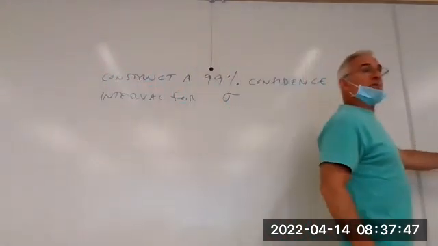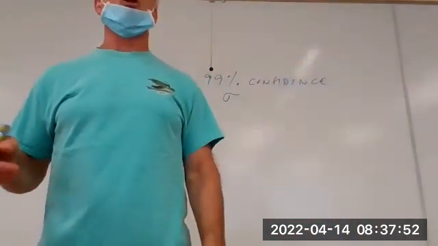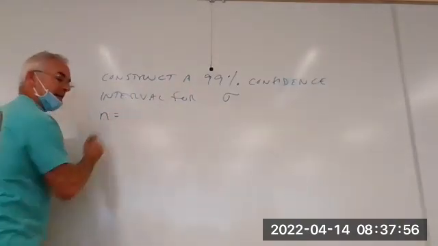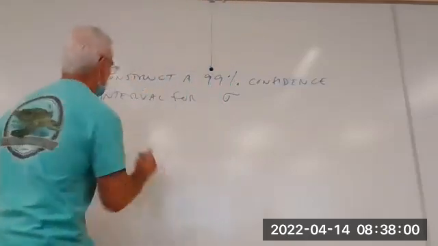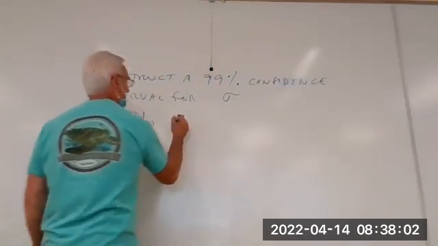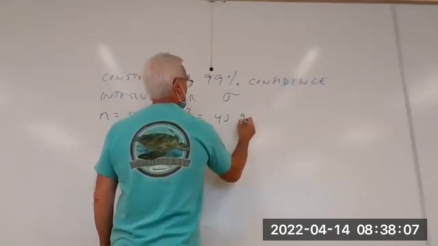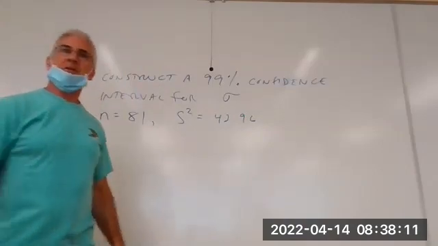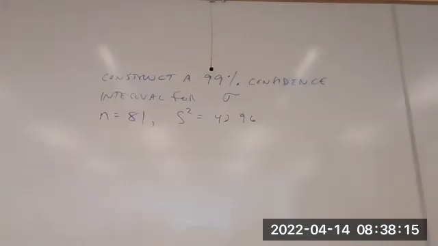This was the 95%. So I want to vary it up so you get used to looking at the right place. Okay, and so here's what you have. I'm going to give you an n. To make it simple, I'm going to give you an n of 81. S squared was 42.96. These are really big numbers we were using. That's all you need to be given: sample size and the sample variance.